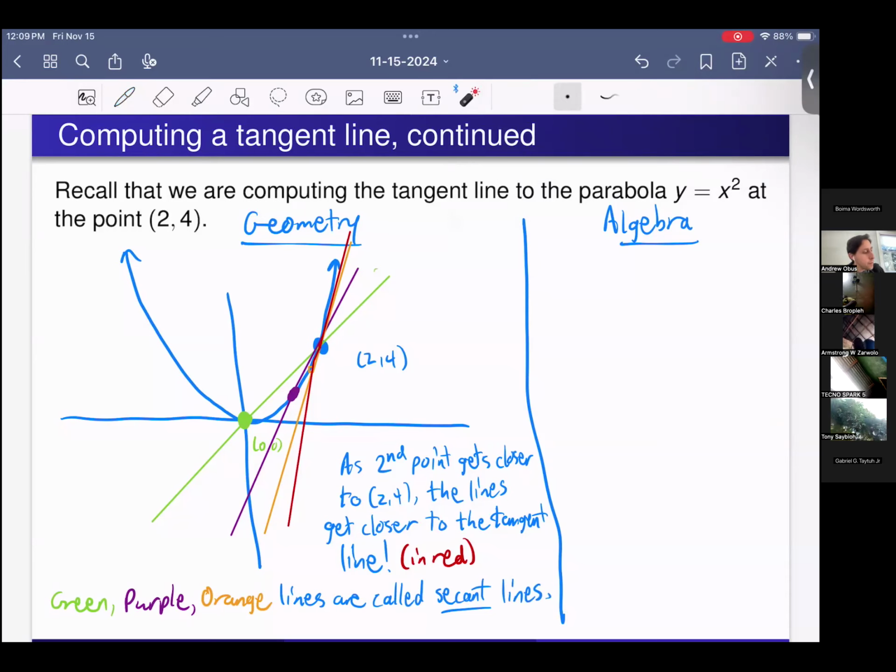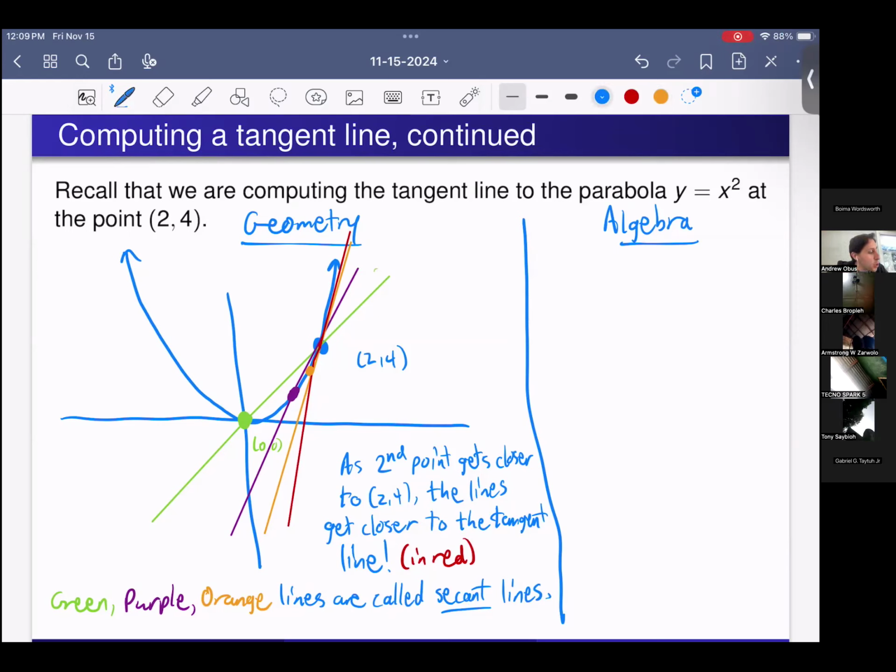Okay. So the point is, as my other point on the graph gets closer and closer to 2, 4, all of these are secant lines between two points that are getting closer and closer together. And in the limit, what you end up getting is actually the tangent line. So this is the geometry of the situation, right? We keep drawing lines where the points are getting closer and closer together, and in the limit, what we end up with is the tangent line.